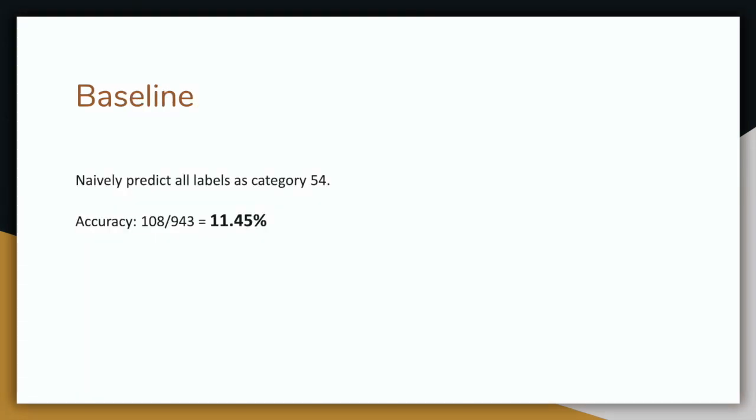Our baseline model naively categorizes all images as category 54 because it appears the most in the test set. Then we have our baseline accuracy of about 11.5%. Based on different degrees of data augmentation, we tried many different models. My partner Ke will provide you more details.